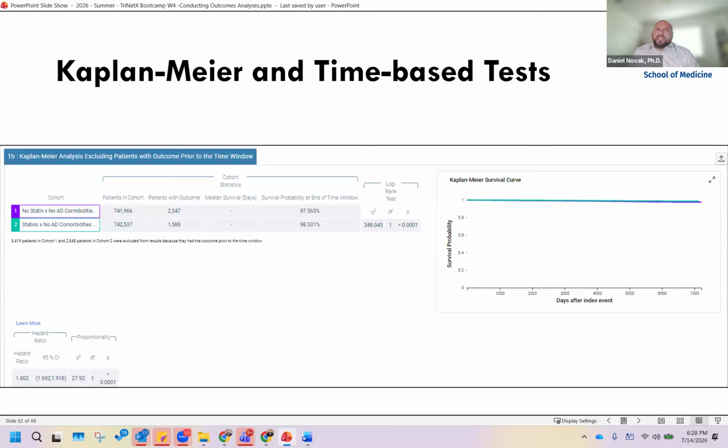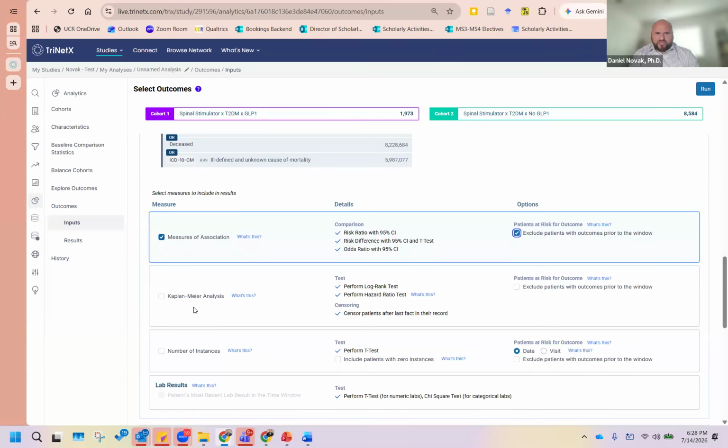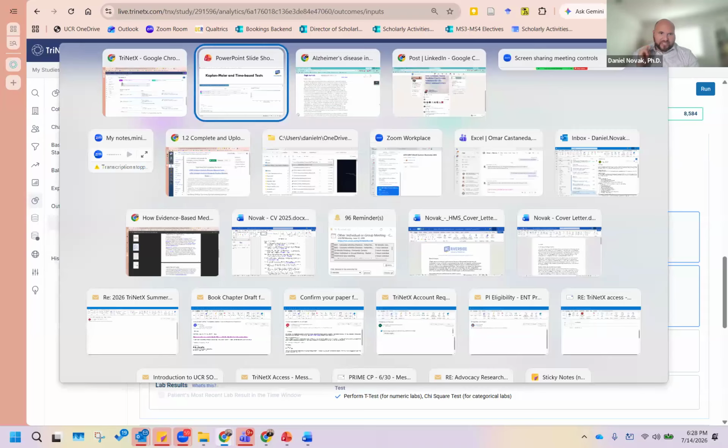So that's one way that I would address that to somebody who was criticizing the small pool from a clinical perspective, but we're not looking at a clinical perspective, we're looking at a population level. All right. So in addition to your measures of association that you can turn on here, you can turn on your Kaplan-Meier analysis and also check exclude patients with outcome prior to the window.